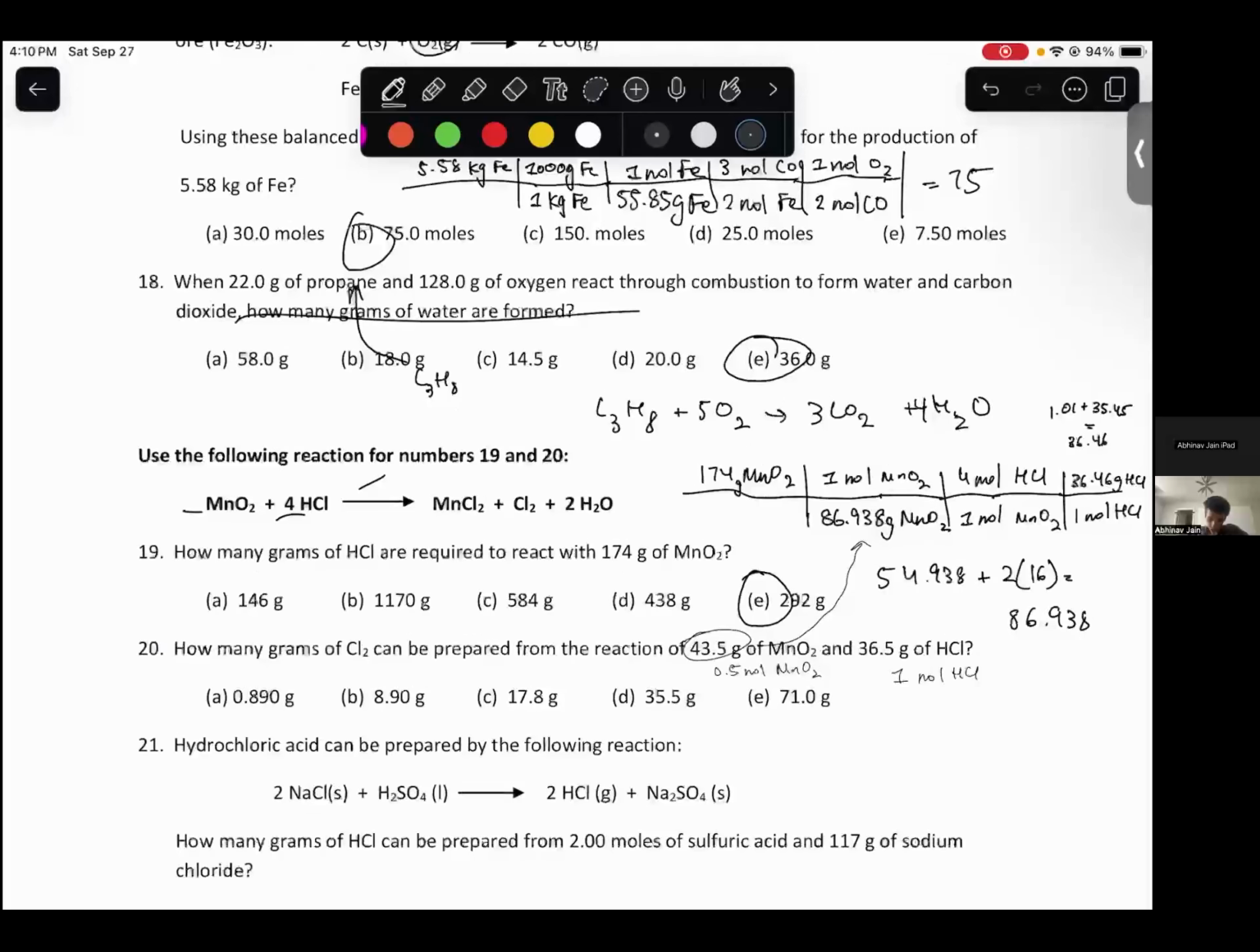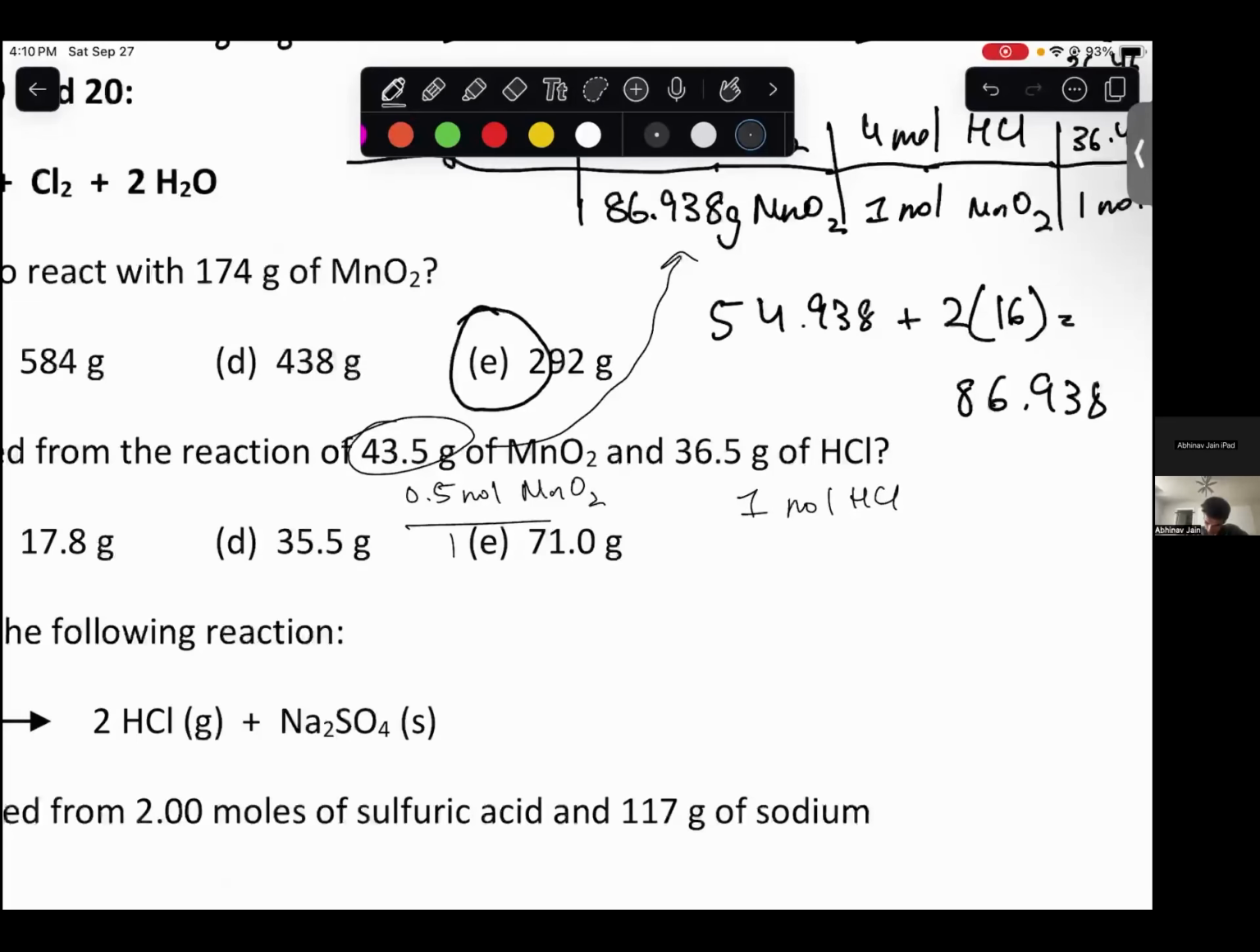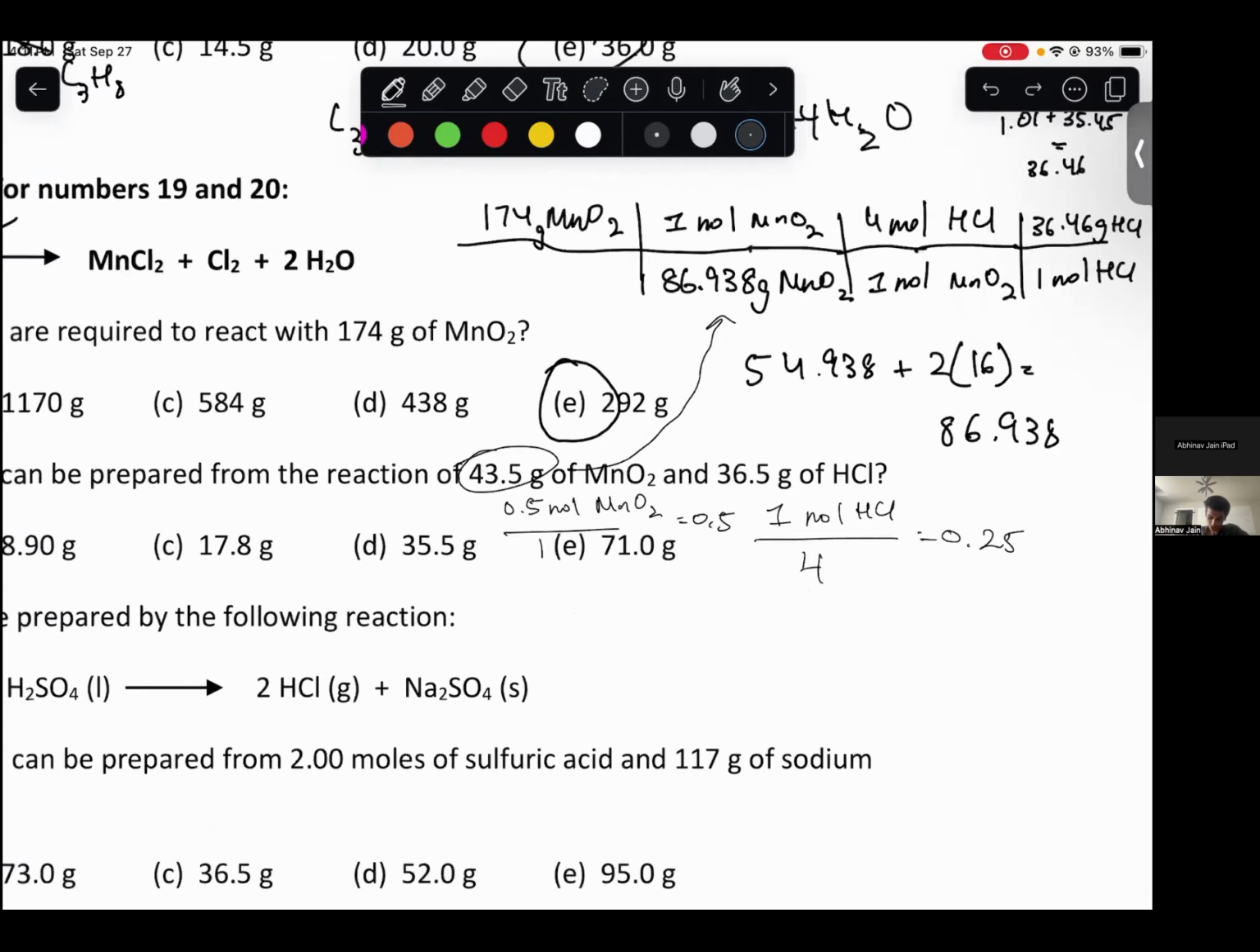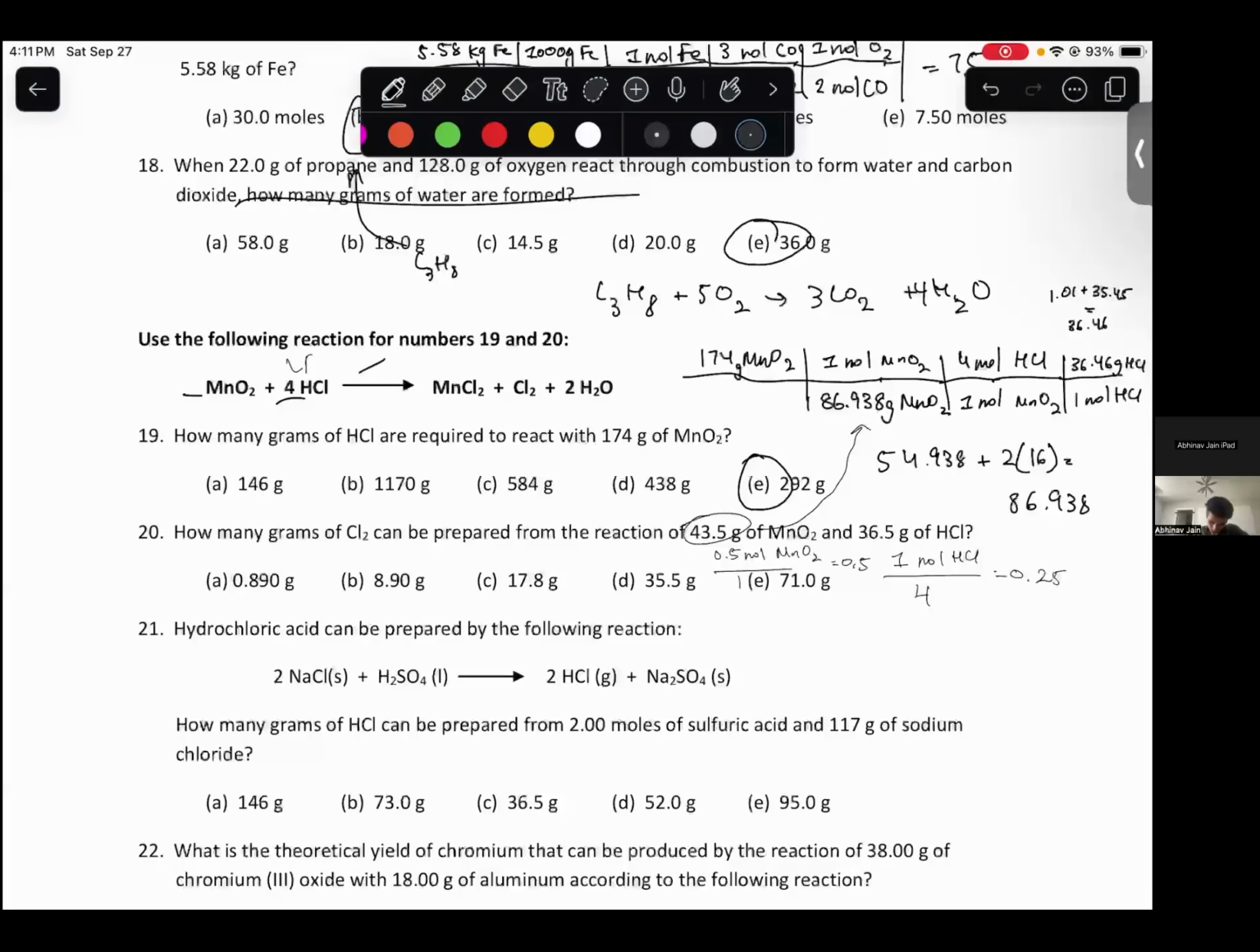So we have the molar quantities. Now let's divide them by the molar coefficients from the equation. 0.5 divided by 1, and 1 divided by 4. So we get 0.25 and then 0.5. Obviously, this quantity is smaller. So that means HCl is the limiting reactant. So LR is over here.